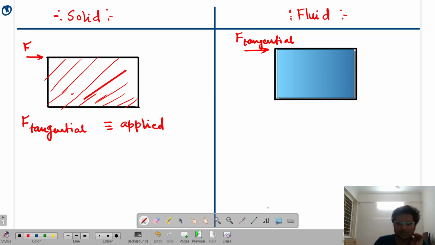Actually, the thing is just the opposite. Whenever we apply a force, there are two kinds of forces. One is called the perpendicular force, another is called the tangential force. When we consider the perpendicular force, we consider it as pressure. But when we say tangential force per unit surface area, we call this shear stress. What do we call it? Shear stress.